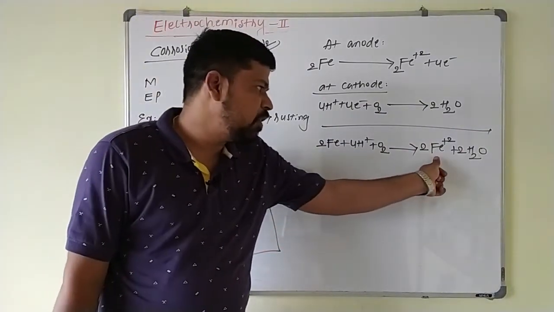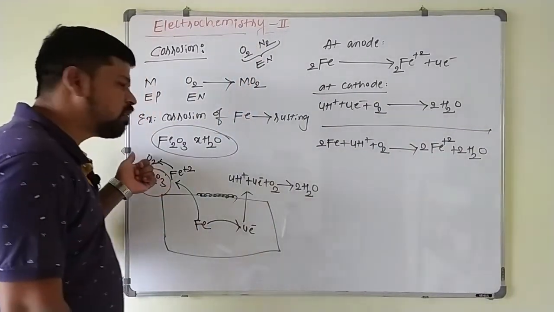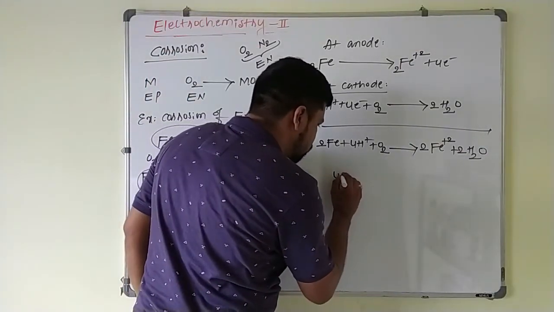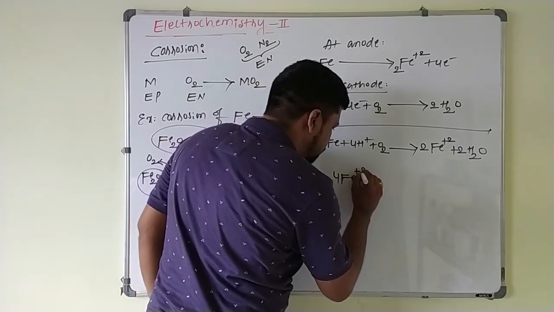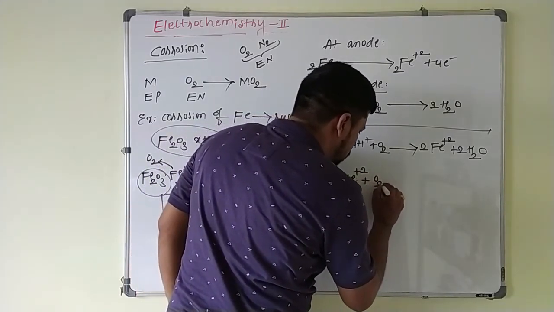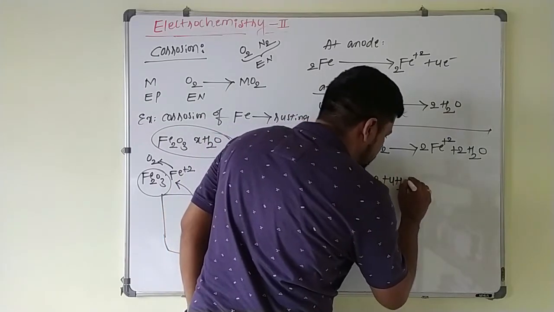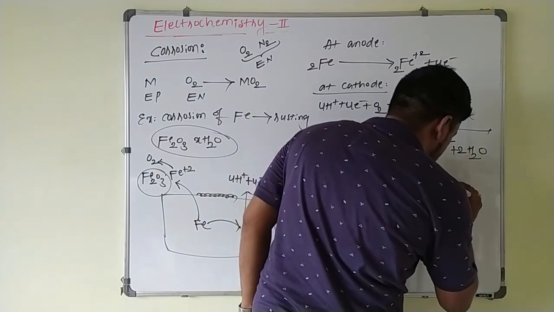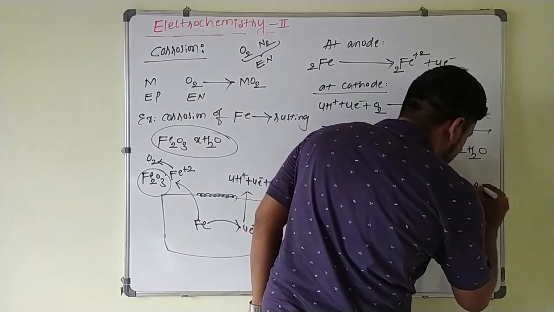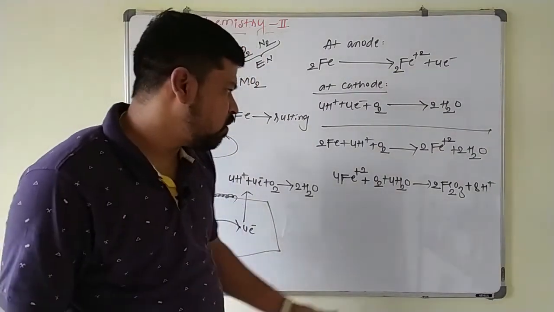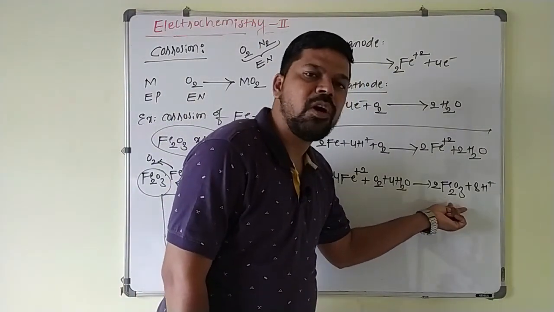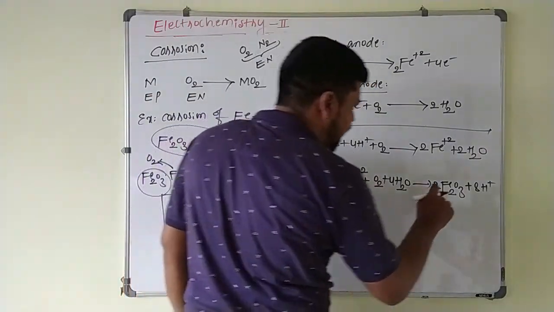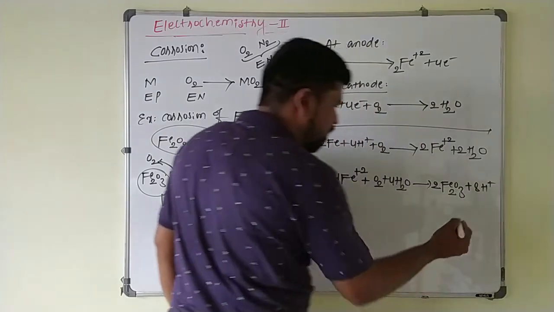Now what happens? This Fe2+ ion again reacts with the oxygen and gets oxidized to Fe3+. 4Fe2+ combines with O2 plus 4 times water, so that it will be converted to 2Fe2O3 plus 8H+. Now this hydrated ferric oxide gives what? Rust, or nothing but it is rusting of the iron. So this is your ferric oxide.